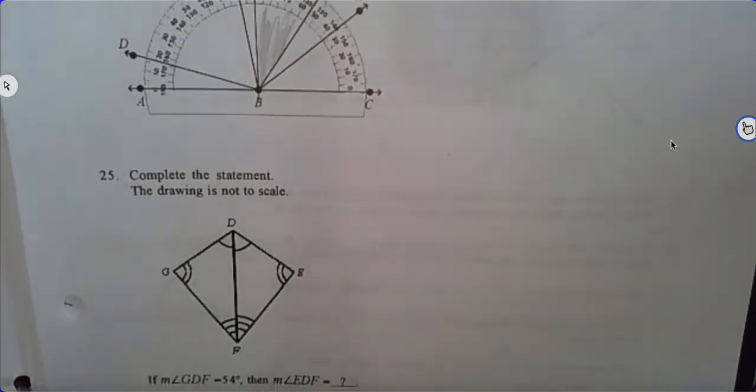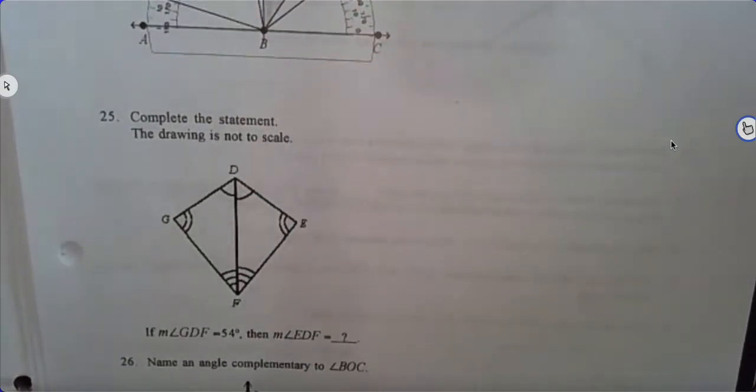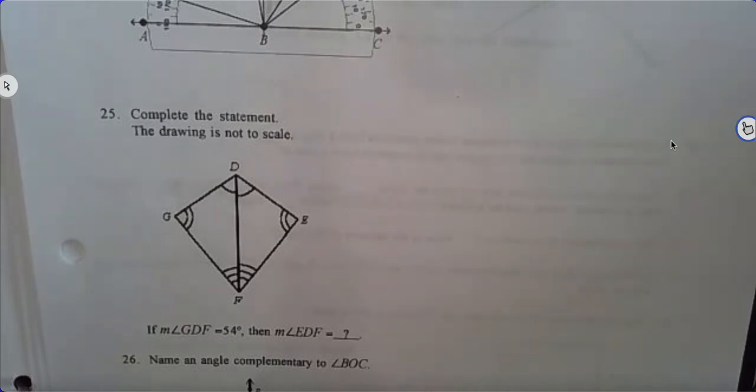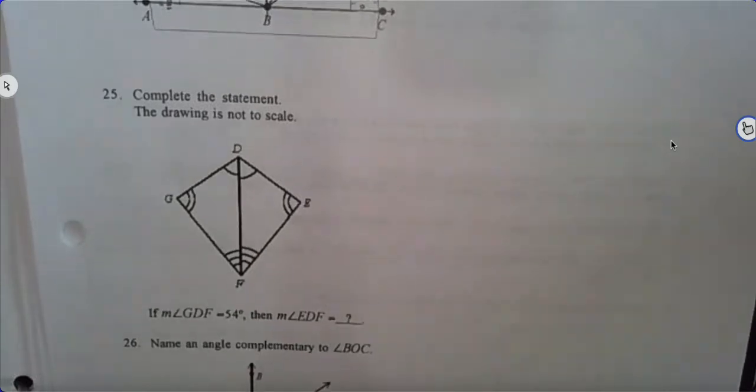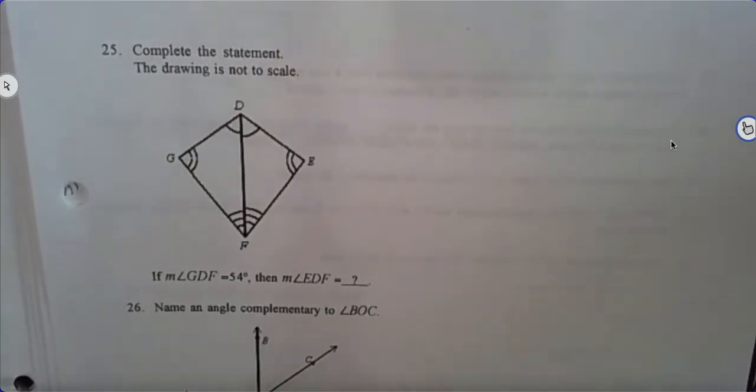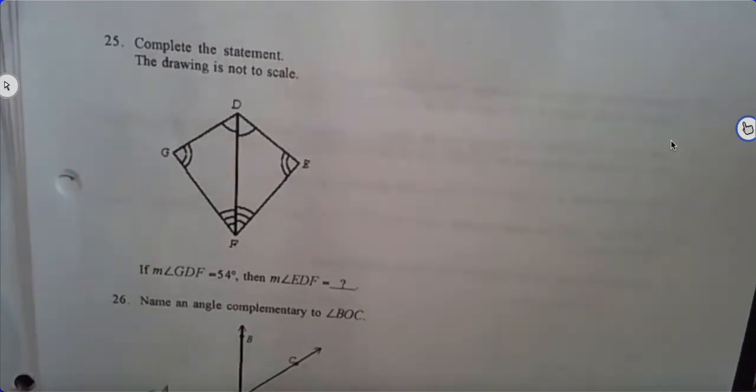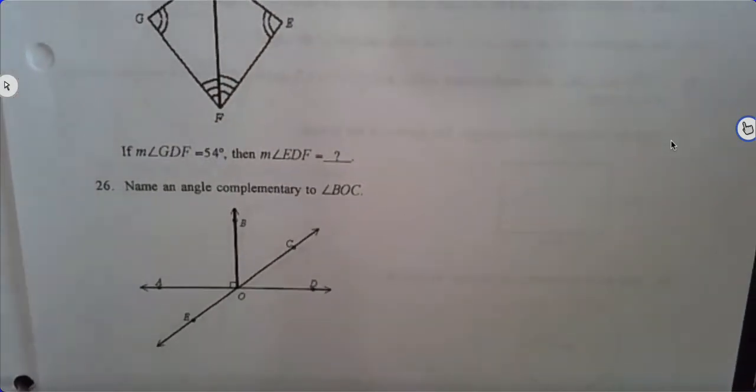Number 25, it says GDF is 54 degrees. What is EDF? Y'all, this is 54. That's pretty much the same problem as we had at the beginning of the paper, okay? They're equal. If one's 54, the other is 54. Questions? No?